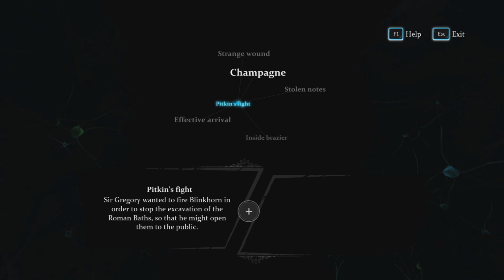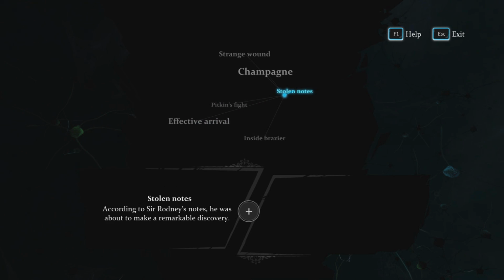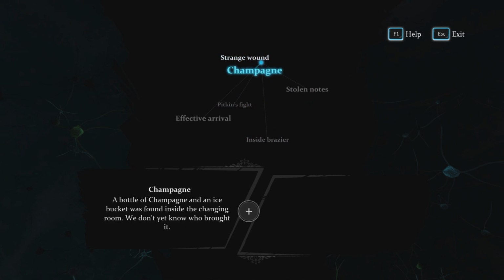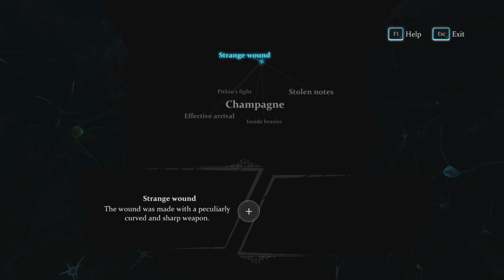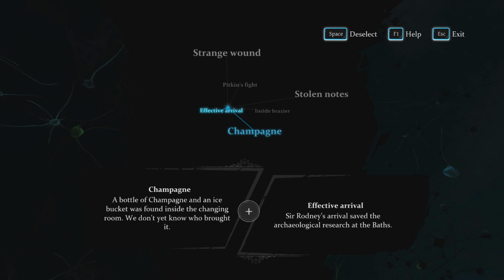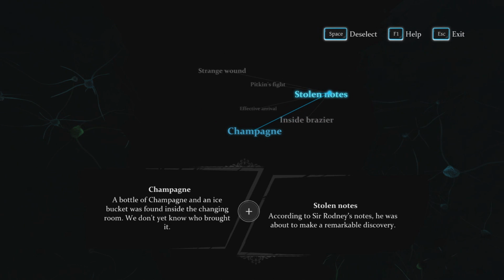Pitkin's fight. Sir Gregory wanted to fire Blinkhorn in order to stop the excavation of the Roman baths so he might open them to the public. Sir Rodney's arrival saved the archaeological research at the baths. According to Sir Rodney's notes, he was able to make a remarkable discovery. So maybe that goes with the champagne? Britannia silver was found melted in the brazier. Strange wound. The wound was made with a peculiarly curved and sharp weapon. Let's try champagne and where was that? A remarkable discovery.